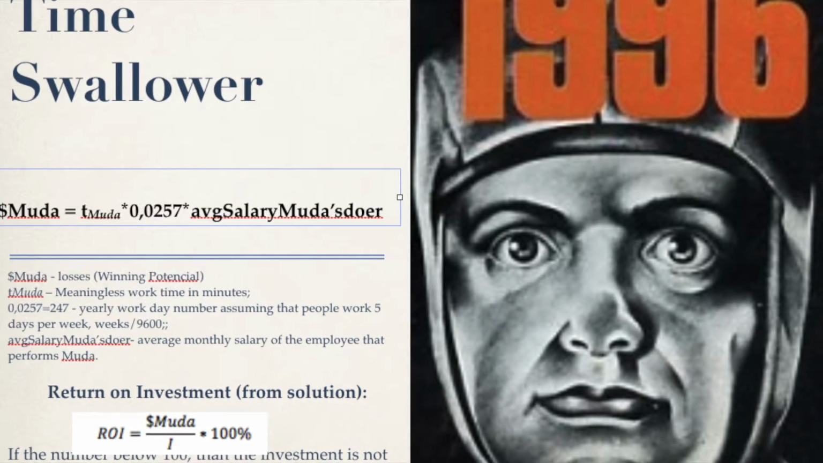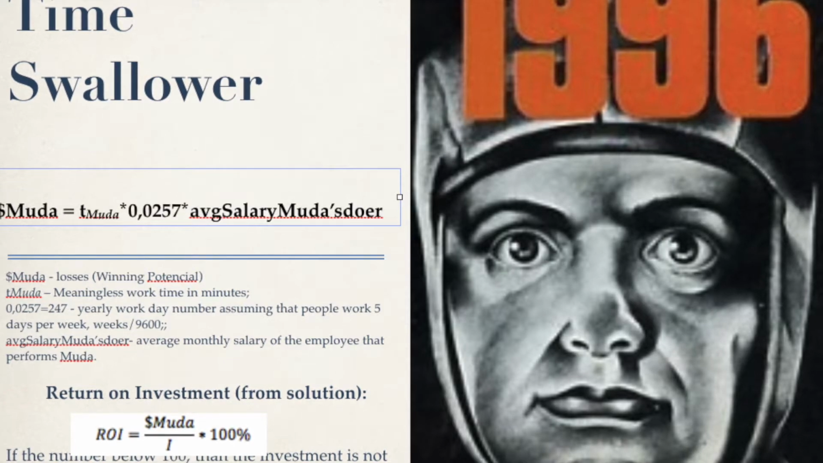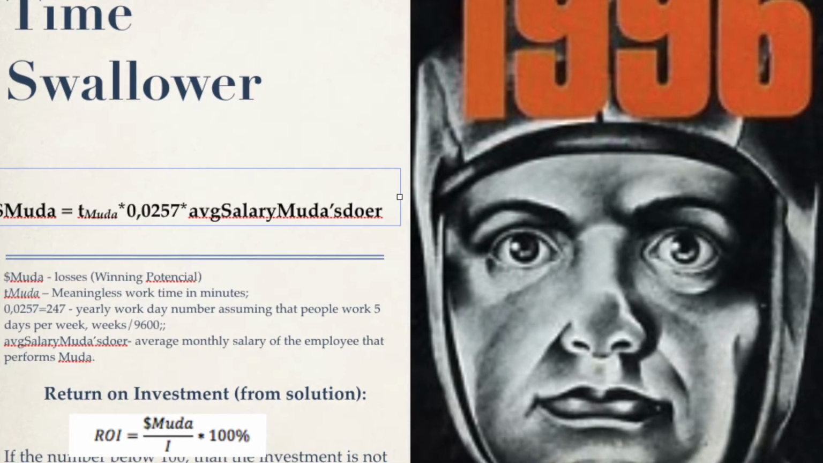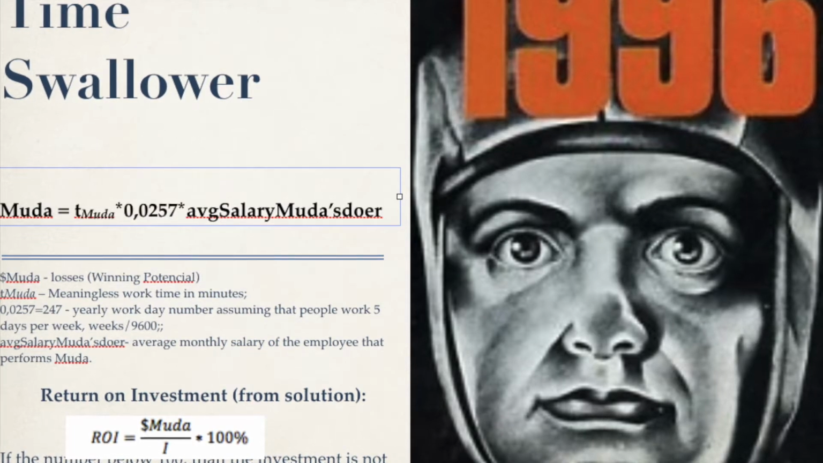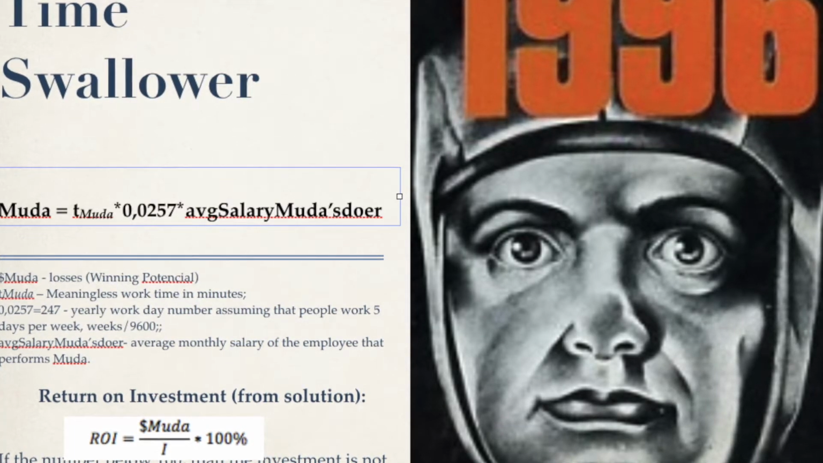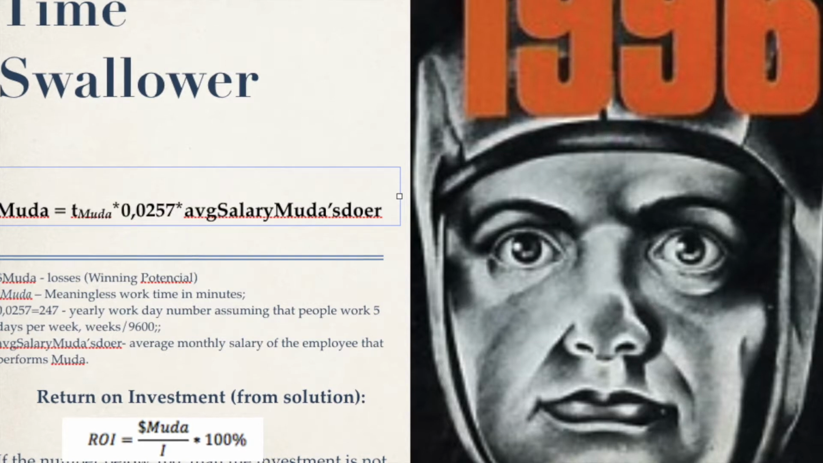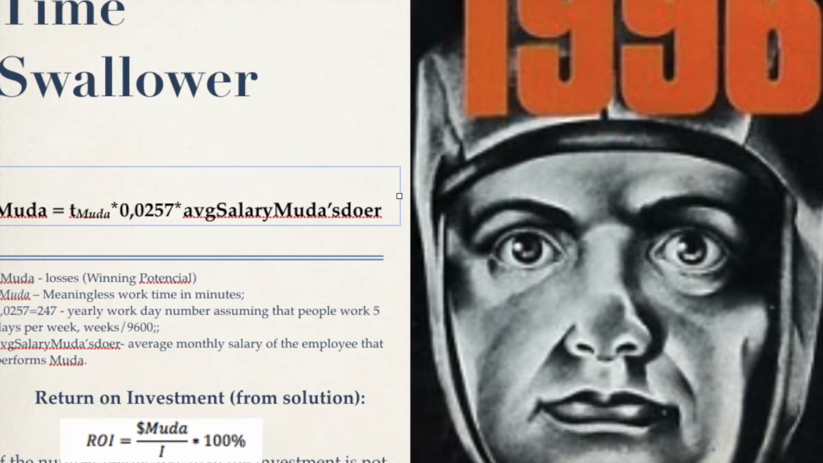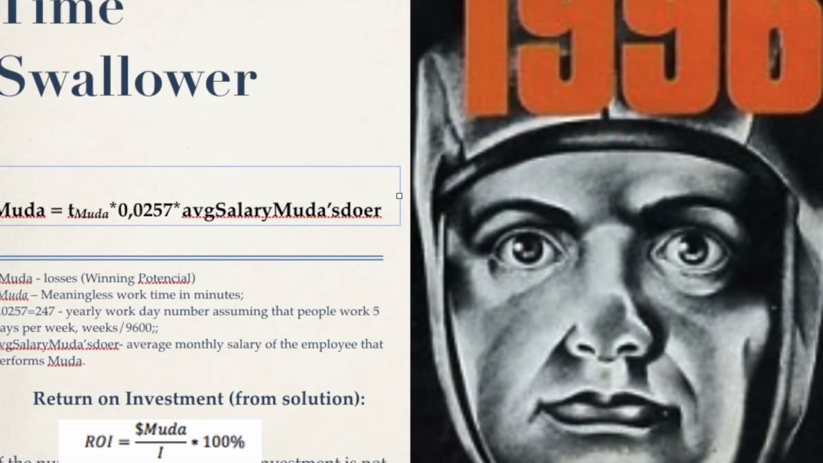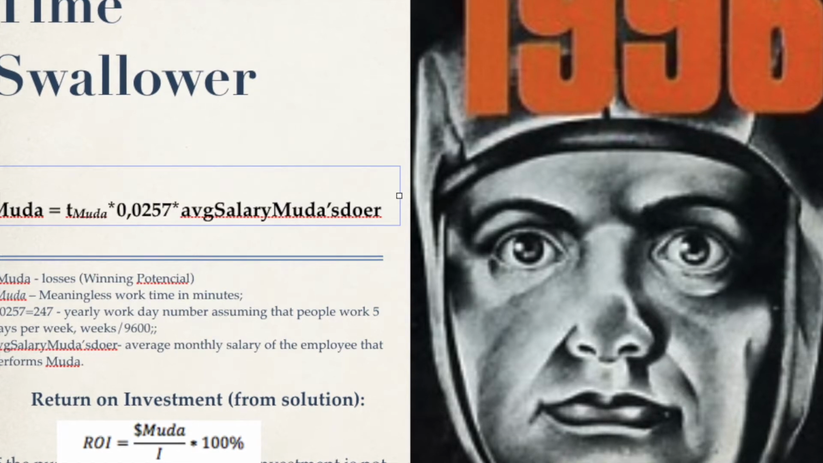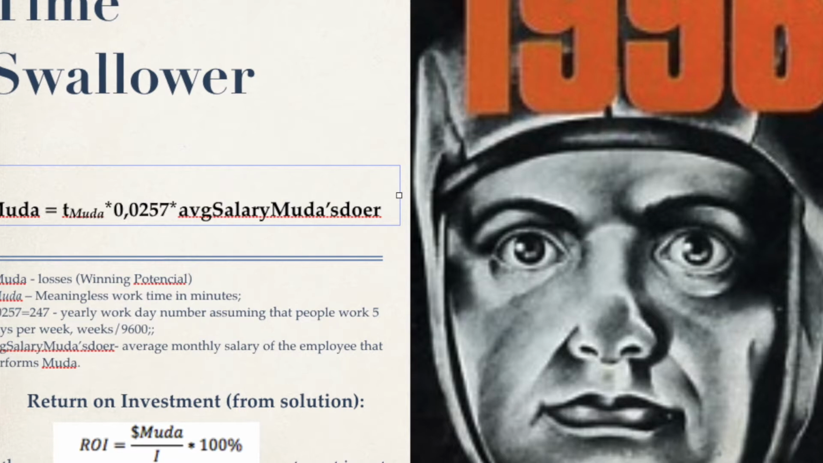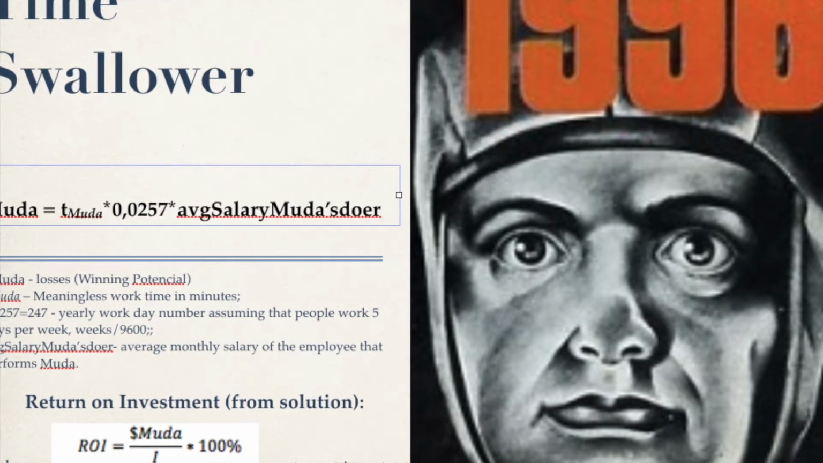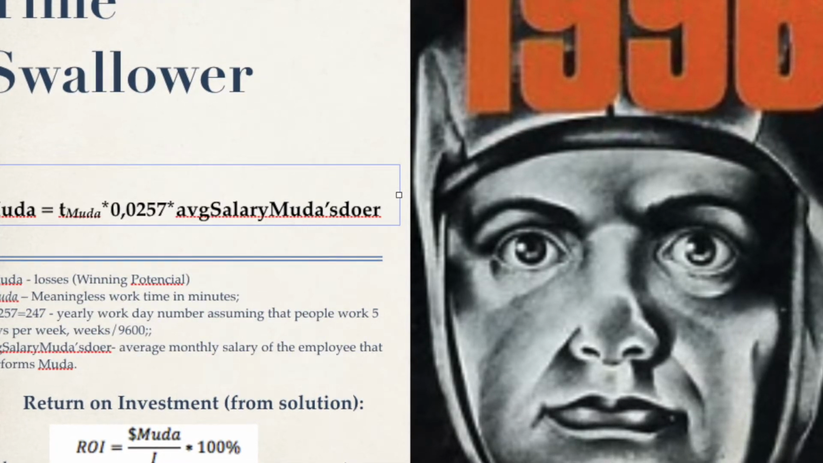So for a yearly number it will be 247 work days divided by 9,600. That is how many minutes you work per month. This coefficient is subject to change depending on the country you are in. Some countries have 20 days of holidays, and some countries have only 10 or 15 days of bank holidays. And average salary muda doers is the average monthly salary of the employee that performs muda.